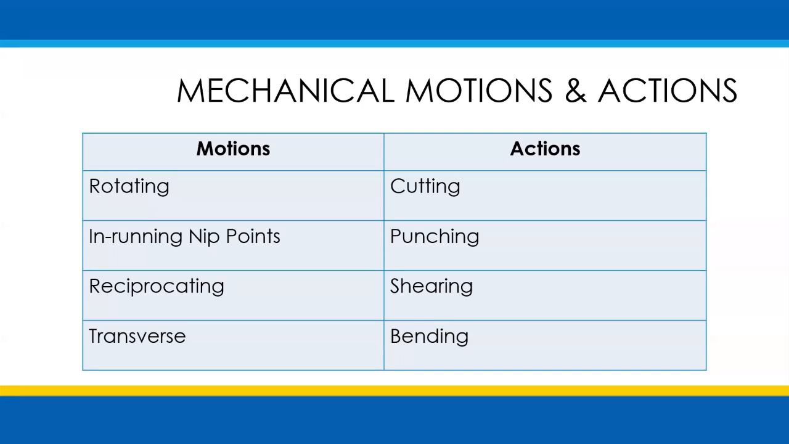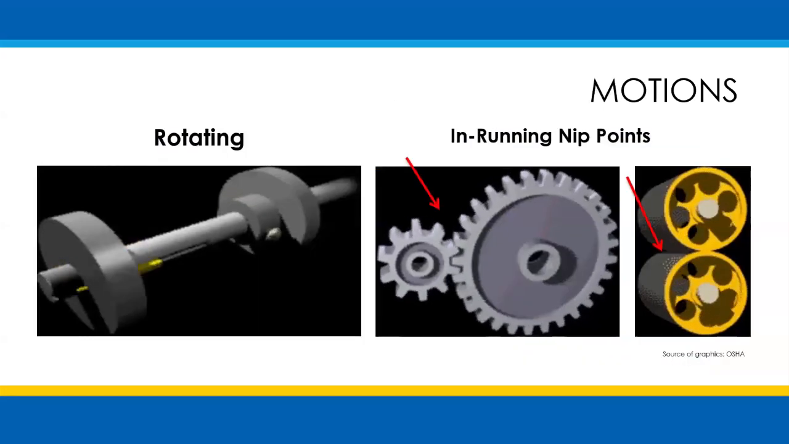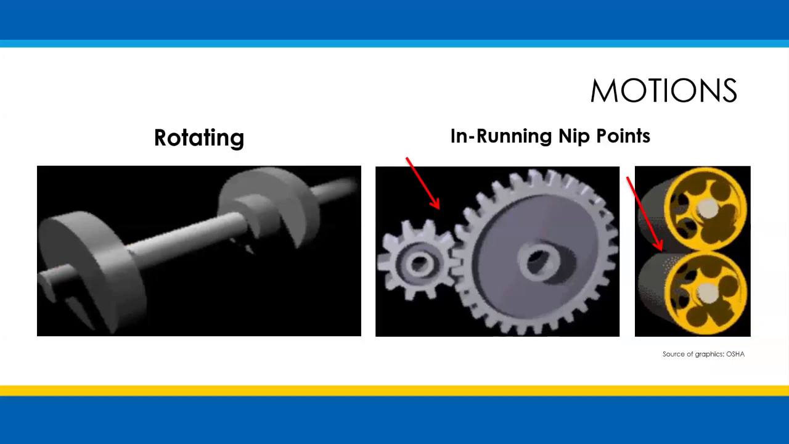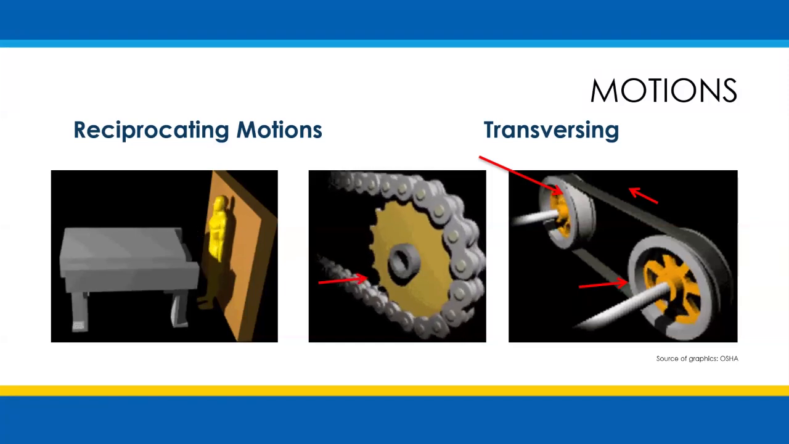The basic types of hazardous mechanical motions and actions are, for motions, rotation, in-running nip points, reciprocating, and transversing. For actions, cutting, punching, shearing, bending. These will be illustrated on the next few slides. Here's an example of rotating and in-running nip point motions. Here's an example of reciprocating and transversing motions.